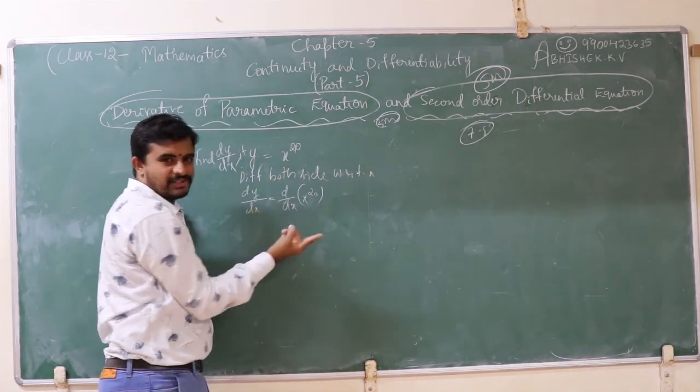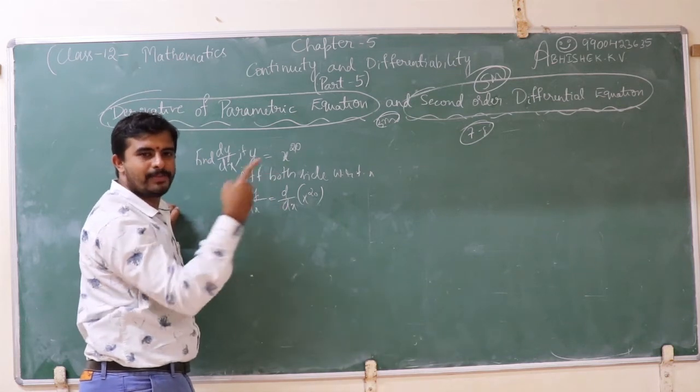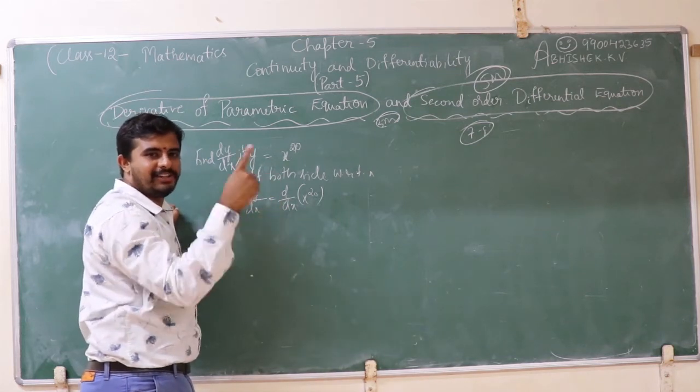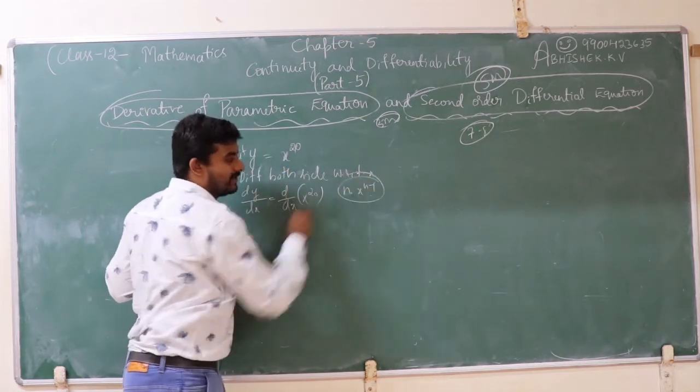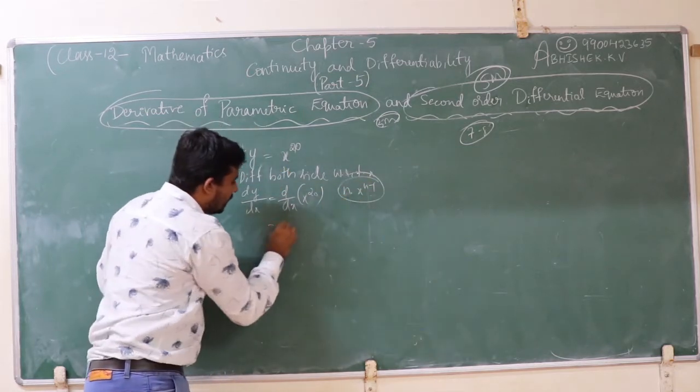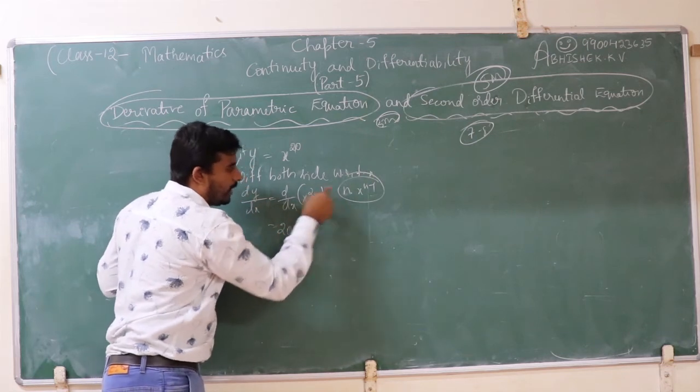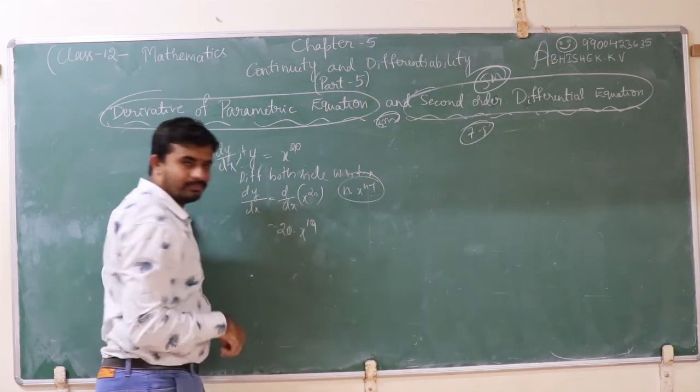See, derivative of x to the power of 20 with respect to x. It is of the form what? x to the power of n. Derivative of x to the power of n with respect to x is n into x to the power of n minus 1. So this is the final result. Instead of n, what we have? 20 into x to the power of 20 minus 1, that is 19.